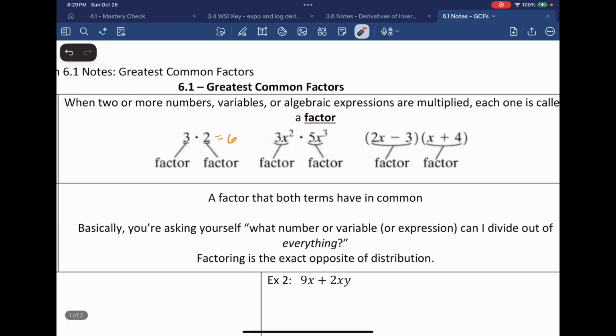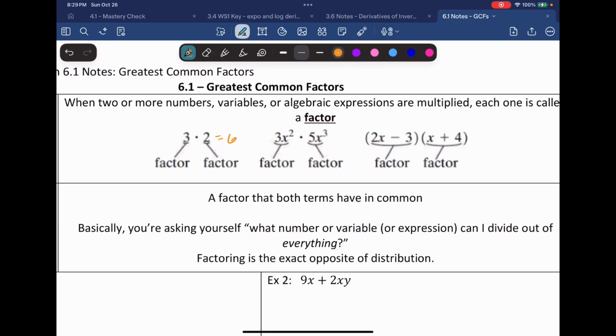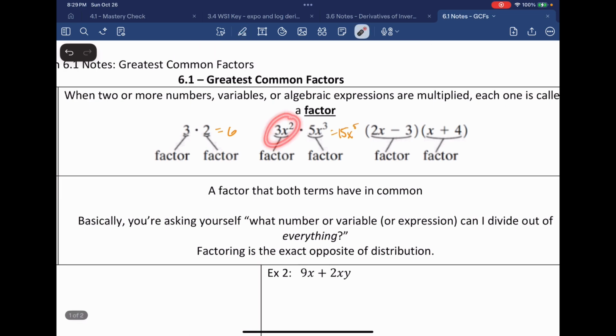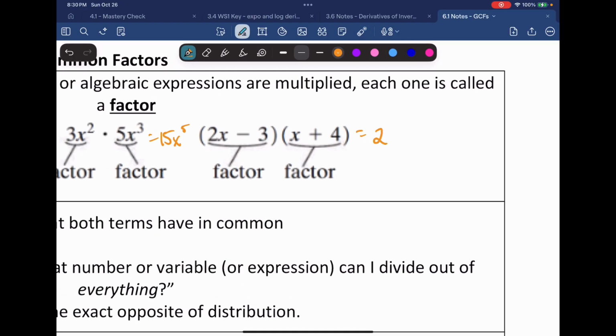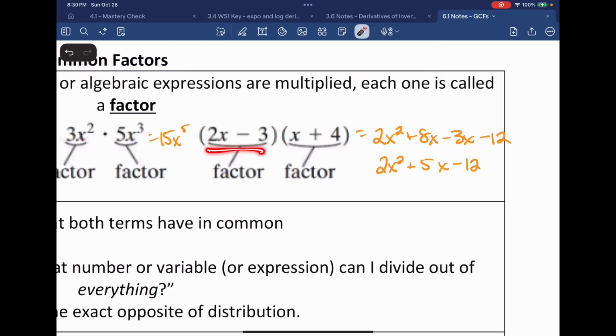3x squared times 5x cubed, which is 15x to the 5th. 3x squared is a factor, and 5x cubed is a factor, because when I multiply them together, I get 15x to the 5th. 2x minus 3, x plus 4. You get 2x squared plus 8x minus 3x minus 12. So that means that 2x minus 3 and x plus 4 are factors of 2x squared plus 5x minus 12, because when I multiply them together, I get 2x squared plus 5x minus 12.